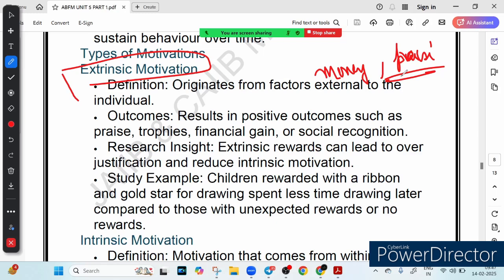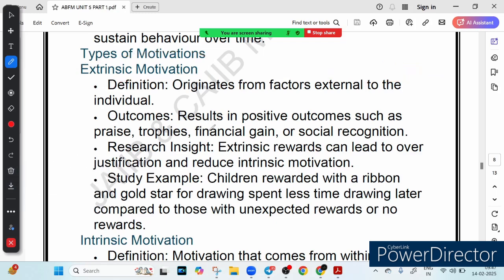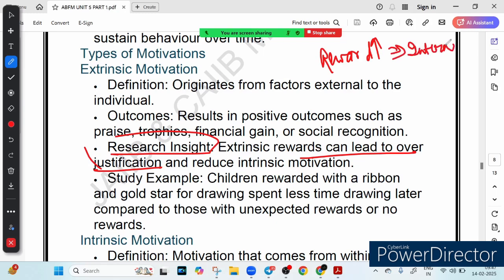But here is the catch. The catch is that studies show that too many external rewards can reduce a personal internal interest, right? Research shows that extrinsic reward can lead to over-justification. Means what? If there are too many external rewards, it can reduce a personal internal interest. So if reward increases, then what happens? Internal interest decreases, right? Researchers found that children who were always rewarded for drawing stopped enjoying it over time.